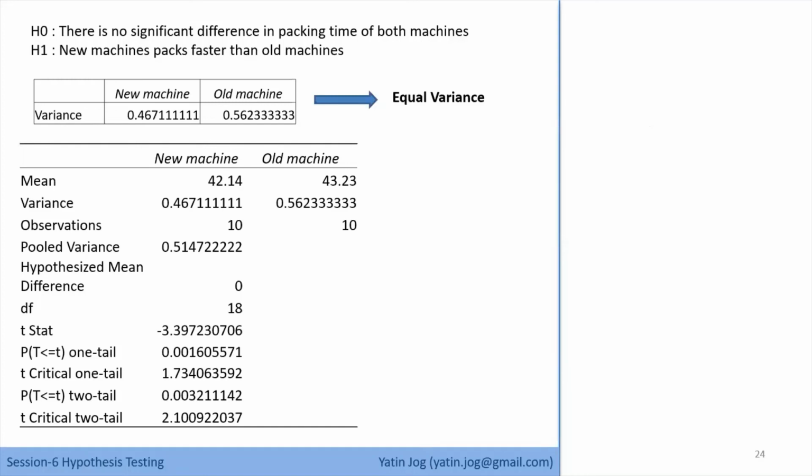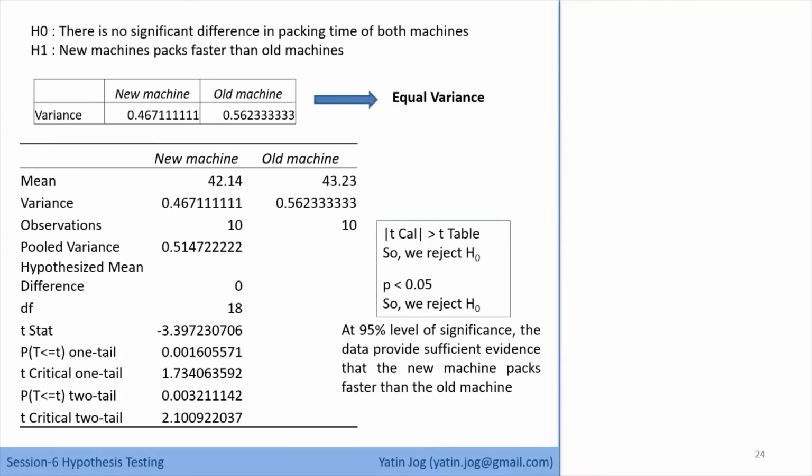So T statistics is 3.39 and T critical is 2.10. Now in this case, 3.39 is greater than 2.10. So if calculated is greater than T table, we say we reject H0. Even if you look at p-value, this p-value is less than 0.05. So again, in that case also we say we reject H0.